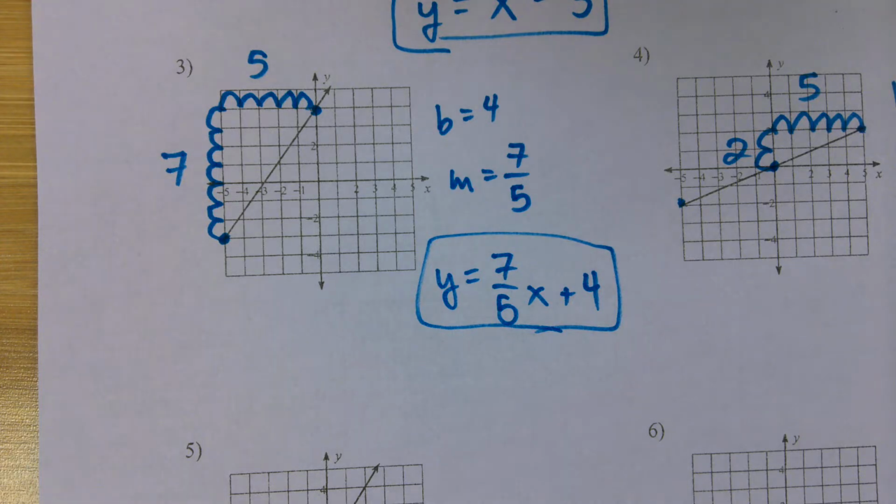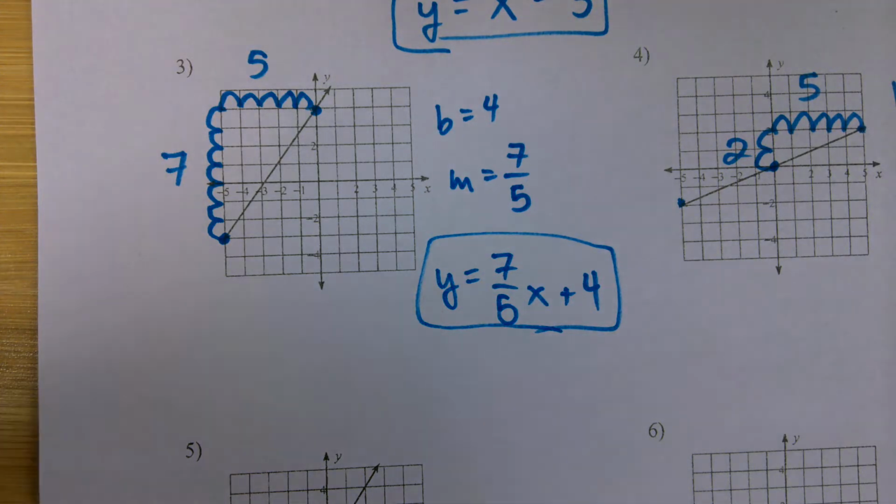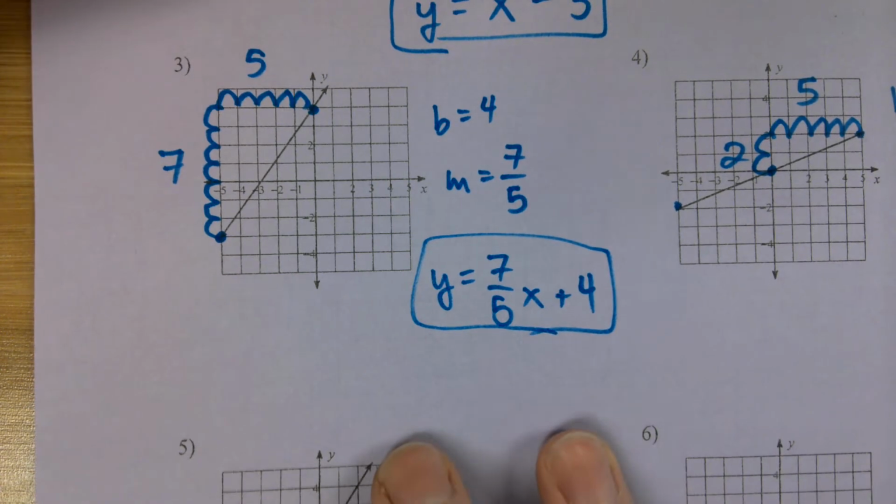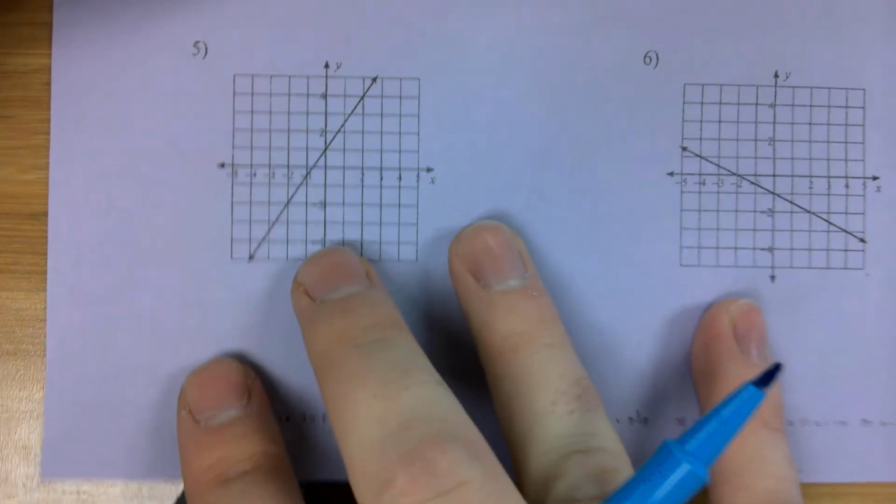Questions on 3? Good. Sorry, I forgot to pass out the red pens. Just correct in pencil, or if you have a different colored pen that you want to use, that's fine. We'll do pencil today. All right, down to 5.